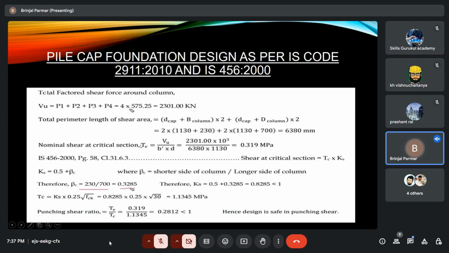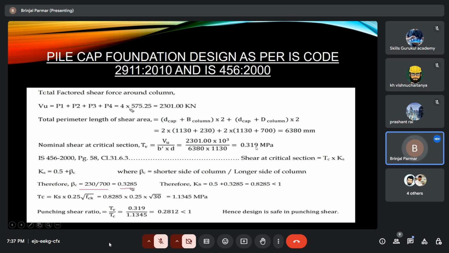Nominal shear at critical section tau v is equal to Vu divided by b dash into d. So we get Vu and b dash and d.